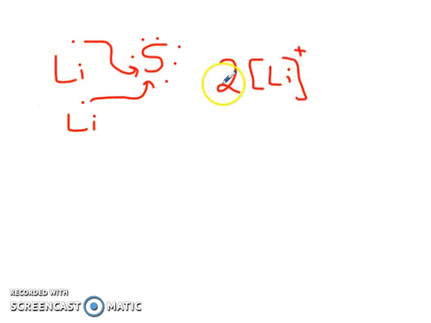There are 2 of them. Each one has a +1 charge. So you have the big number 2. Make sure your bracket is empty, and then you have our +1. Your sulfur should have all 8 electrons drawn in, and it has a -2 charge. Okay, so formation, final compound.